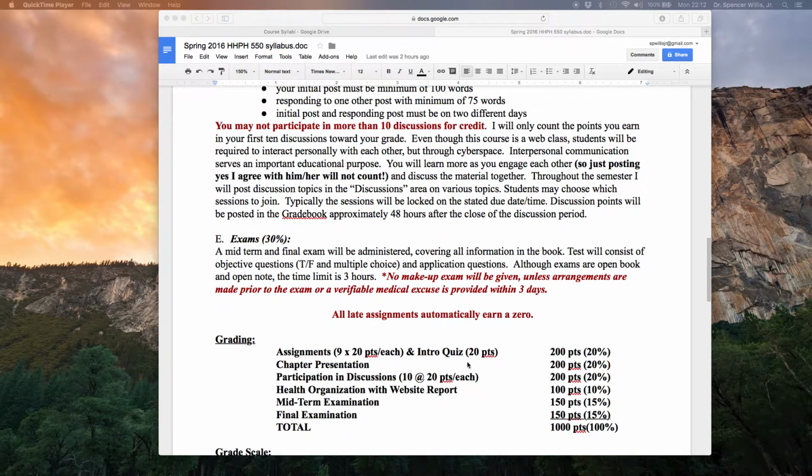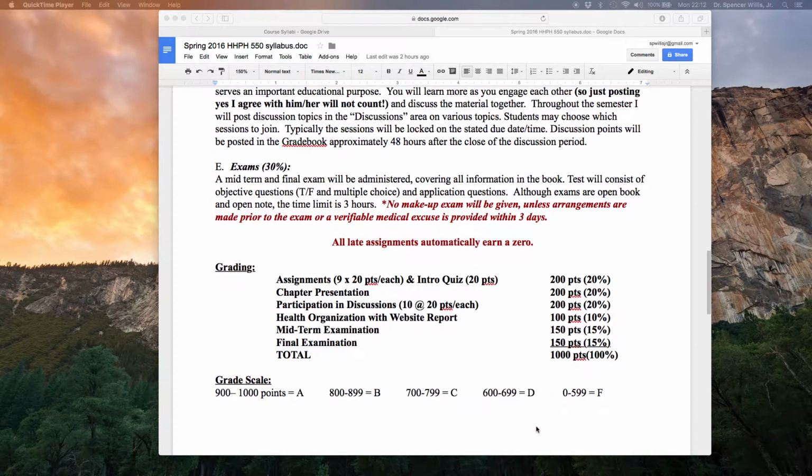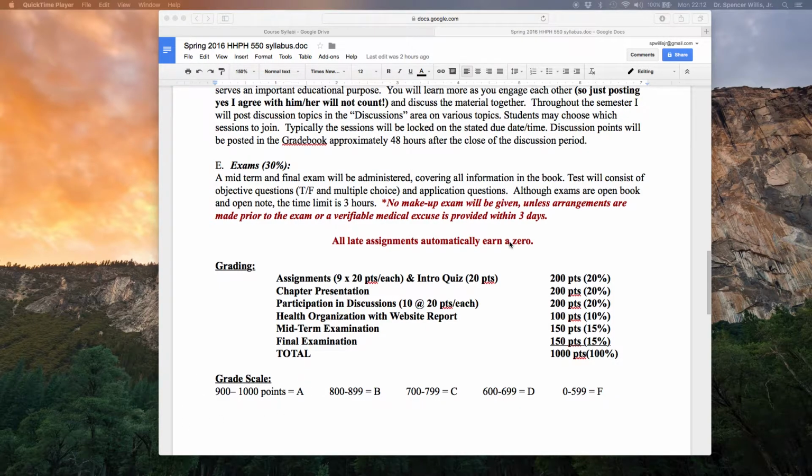This is an overview of the grading. So you have 9 assignments, 20 points each, plus your intro quiz. That's 200 points. Your chapter presentations are worth 200 points. And again, those groups who do 2 presentations will get the additional 5% at the end of the semester. You have your participation and discussion, which is 10 at 20 points each. Your health organization website, midterm and final, and then it totals up to 1,000 points. And it follows a similar grading scale: 90 to 100 percent, 900 to 1,000, is an A, etc. So make sure you try to get at least 900 points this semester if you want an A.